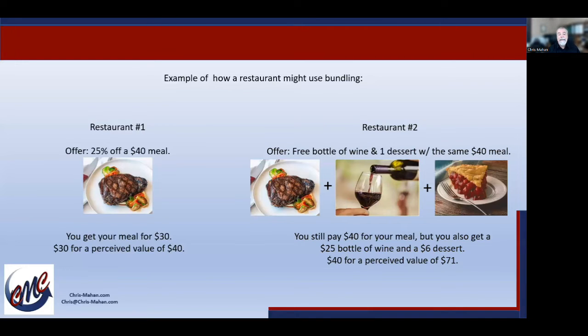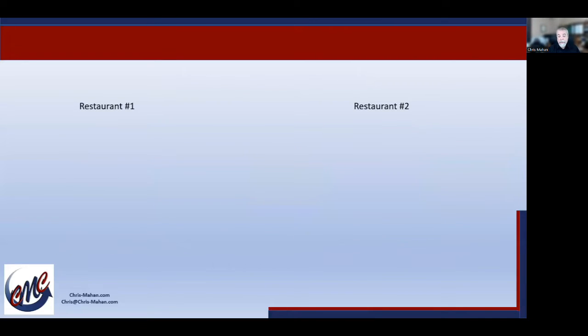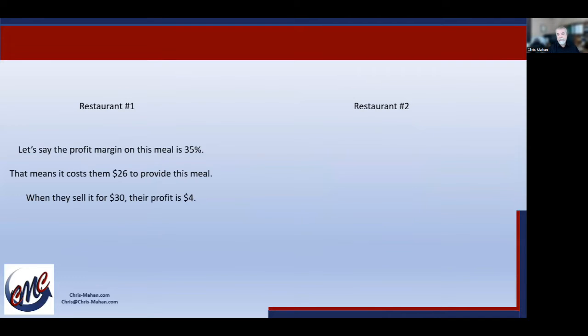So let's see if they achieve that objective as well. Now, restaurant number 1 is operating with a profit margin of 35%. So that means this steak dinner cost the restaurant $26 to provide. So when they sold it at the discounted price of $30, they were making $4 on each sale.